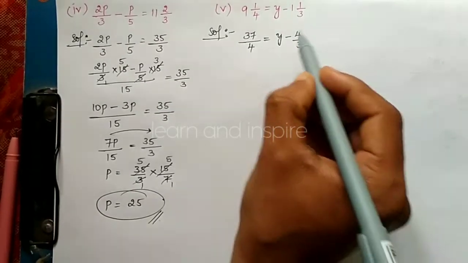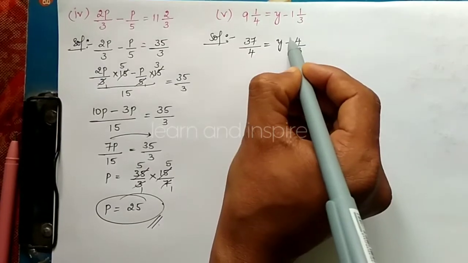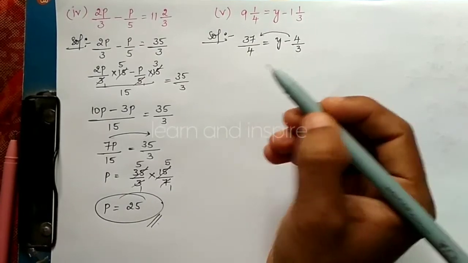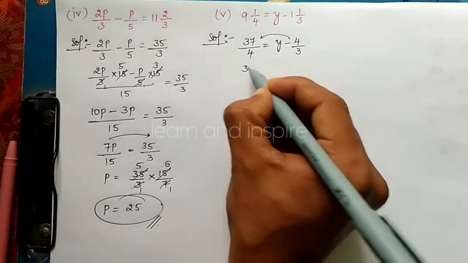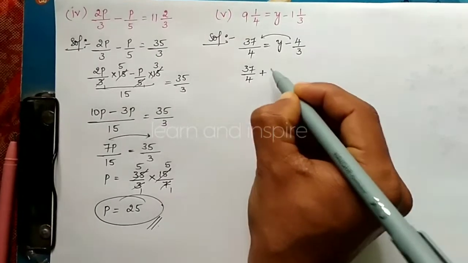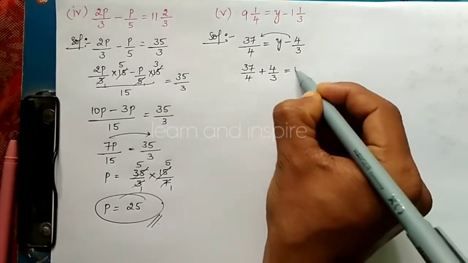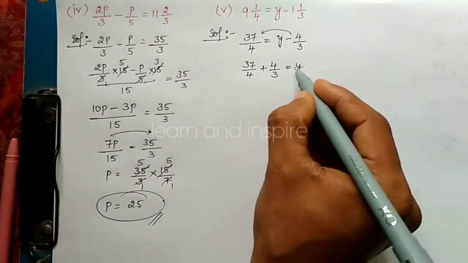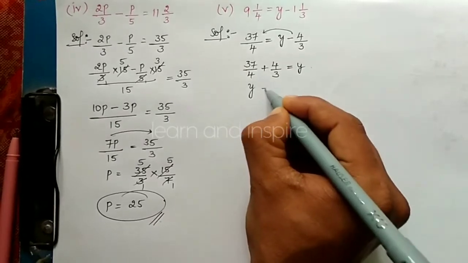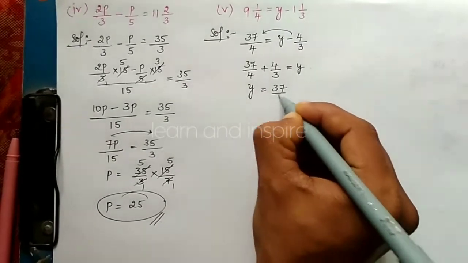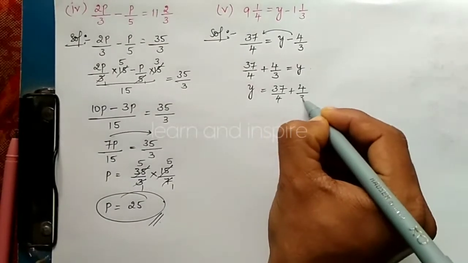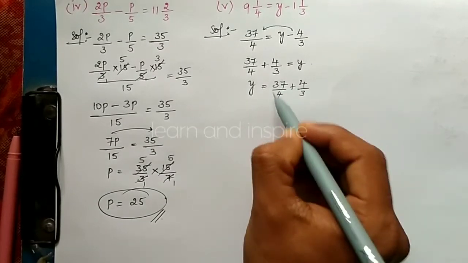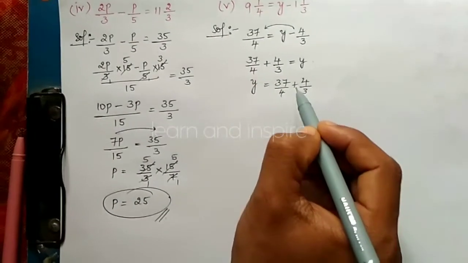So to find the value of y, we have to transpose minus 4 by 3 to LHS. If I transpose minus 4 by 3, it becomes plus 4 by 3. That is 37 by 4 plus 4 by 3 is equal to y. Now I write this equation as y is equal to 37 by 4 plus 4 by 3. These two equations are the same, but the first variable I have written on LHS, and then 37 by 4 plus 4 by 3 on RHS.